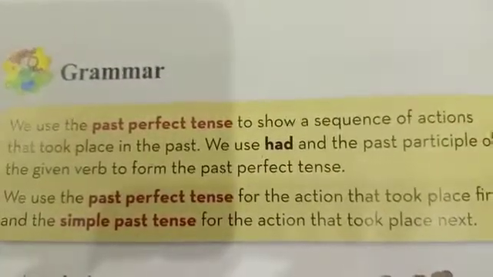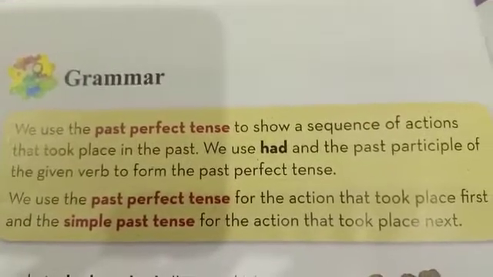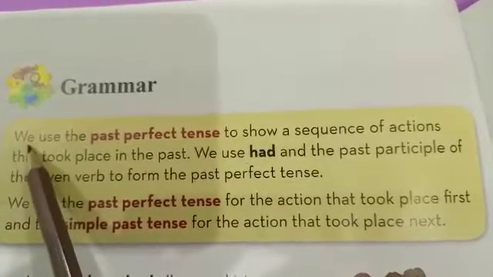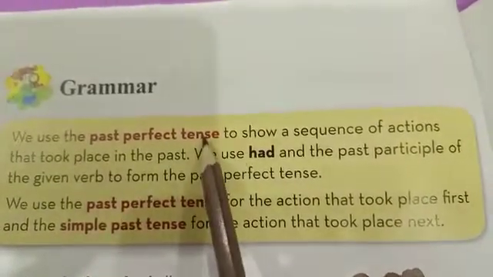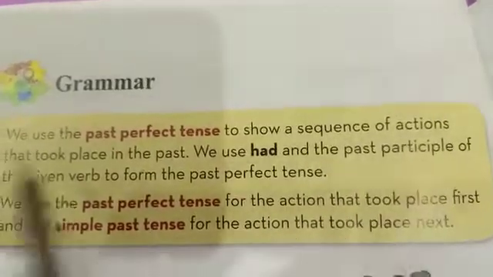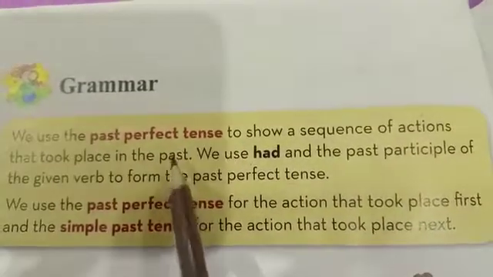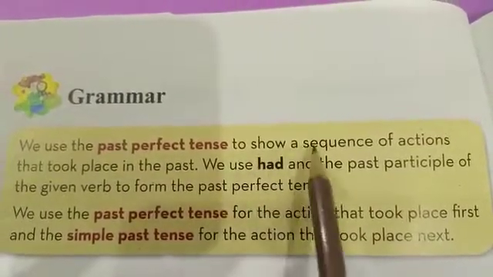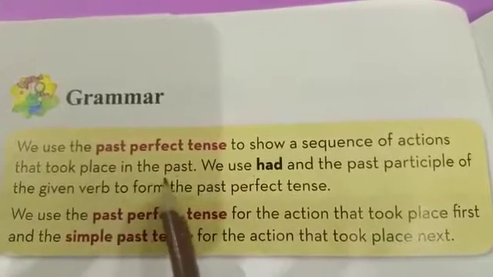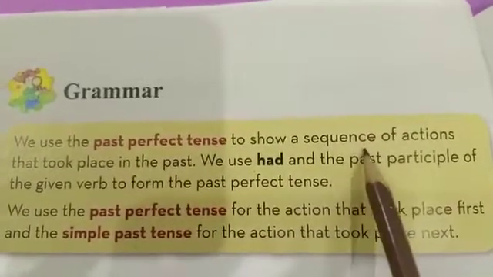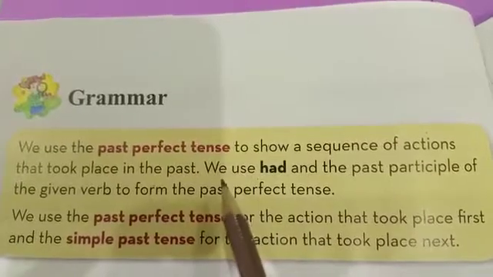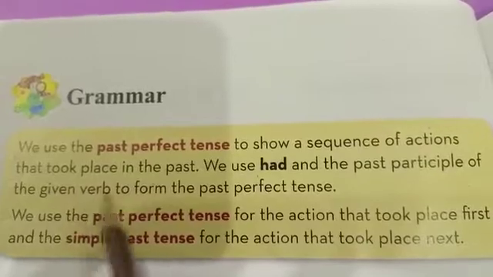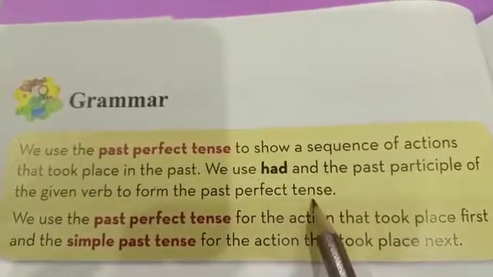Dear students, today's topic is related to grammar at page number 72. Let's read. We use the past perfect tense to show a sequence of actions that took place in the past. He is saying we use the past perfect tense to show those actions that took place in the past, but in sequence. So we use had and the past participle of the given verb to form the past perfect tense.